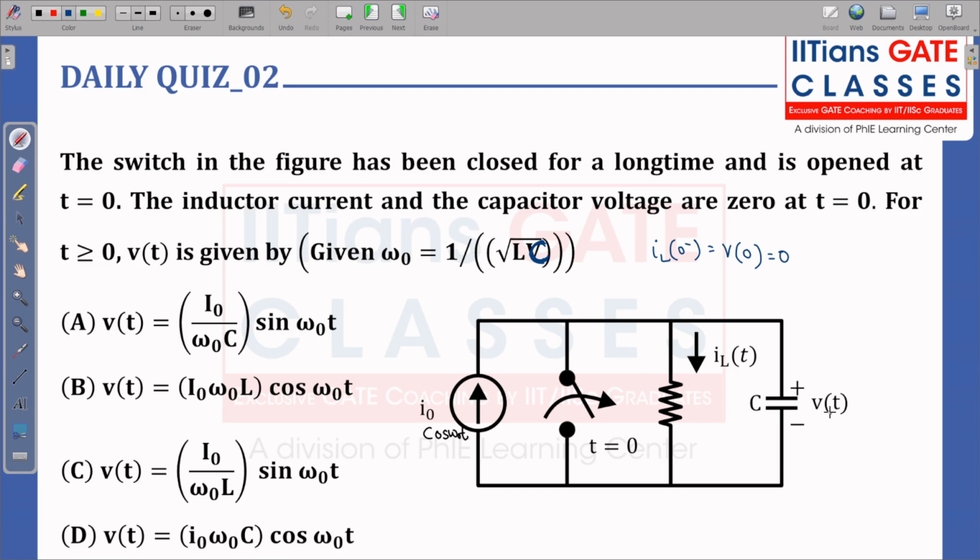So how to solve this question? See, there are two approaches to solve this question. Okay. So let us solve this by the two approaches.